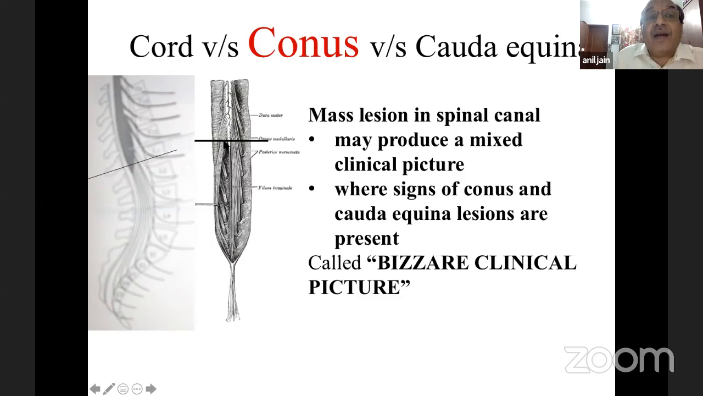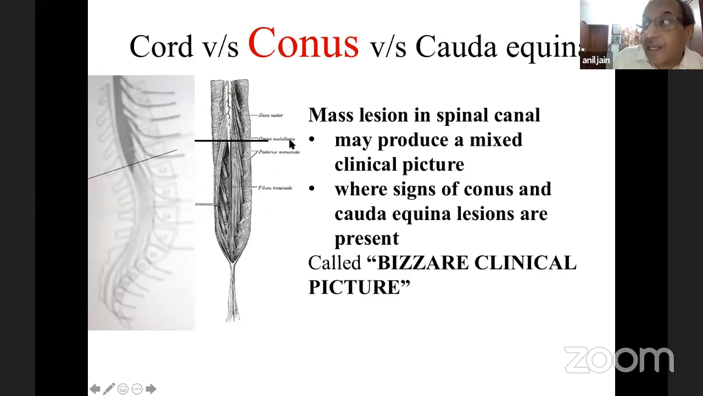As I said, in a conus lesion, sometimes there is a tumor in the conus, a mass lesion in the spinal canal, which sometimes produces a mixed clinical picture. How does it produce a mixed clinical picture? You will find that the ankle jerk is absent, but the knee jerk is exaggerated. It means L2, 3, 4 are spared by this mass lesion here, but S1, S2 is compressed. That is why it produces a mixed picture of upper motor and lower motor neuron, and we call it a bizarre clinical picture. And this is the characteristic of a conus lesion.